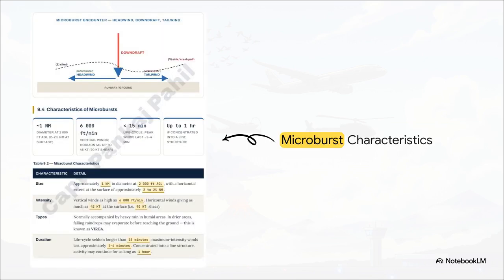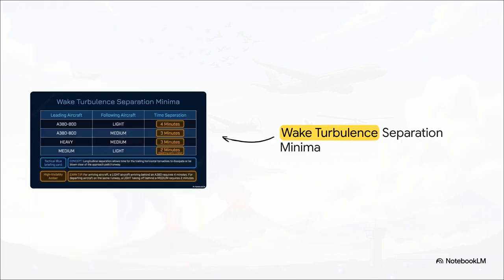You must memorize these DGCA exam tips regarding microburst characteristics. They're actually quite small, typically about 1 nautical mile in diameter at 2,000 feet, but they are incredibly violent. You can expect vertical downdrafts as severe as 6,000 feet per minute. To put that in perspective, that's plunging down at over 60 miles an hour. Furthermore, they are short-lived. The entire life cycle of a microburst, from the initial downburst to total dissipation, is seldom longer than 15 minutes.